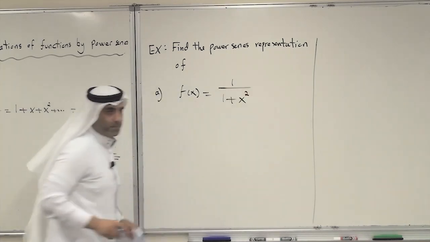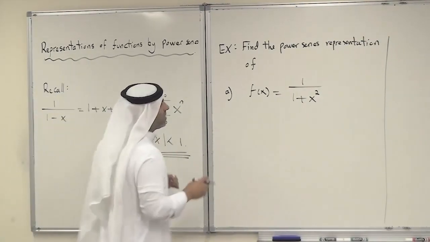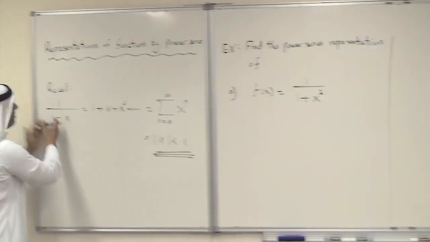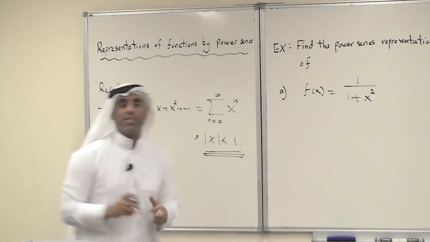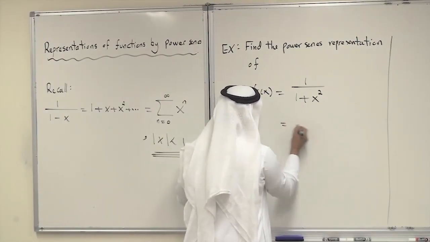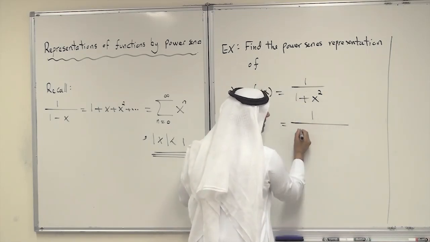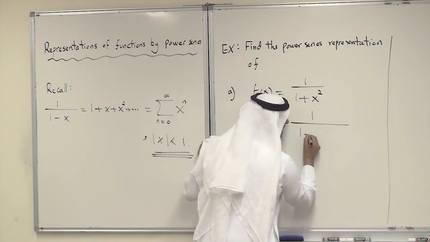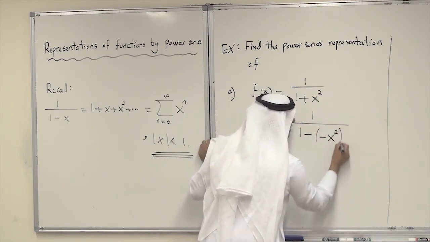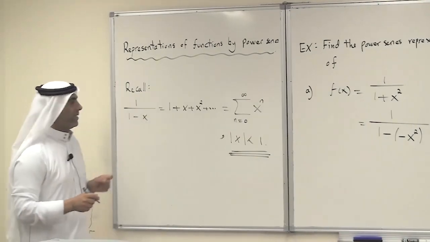Okay, fine. How to express this one as a power series? Let us ask the question: can we rewrite this in terms of 1 over 1 minus x as a sum of a geometric series? The answer is yes. If you look carefully at this function, you can rewrite it as 1 over, instead of 1 plus, I will write it as 1 minus, minus x squared. Exactly, this is what we have. I'm just rewriting it in the form we have 1 over 1 minus x.